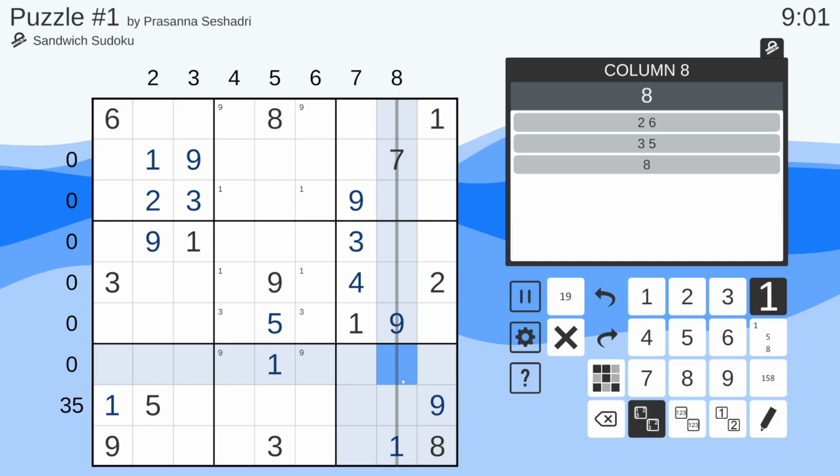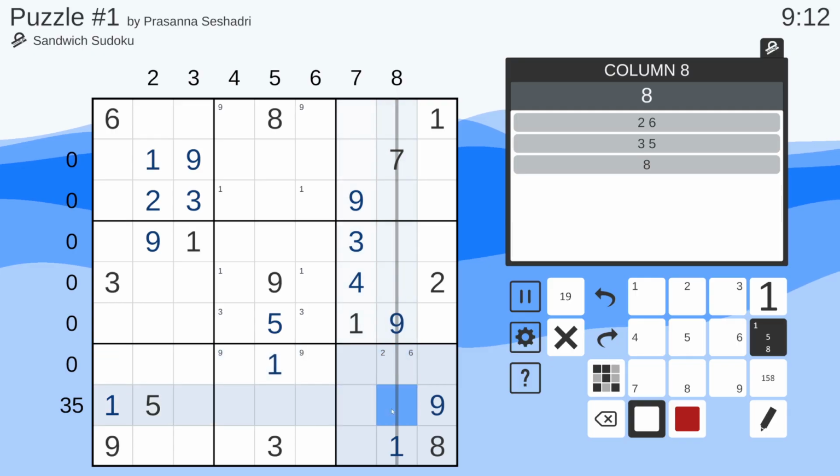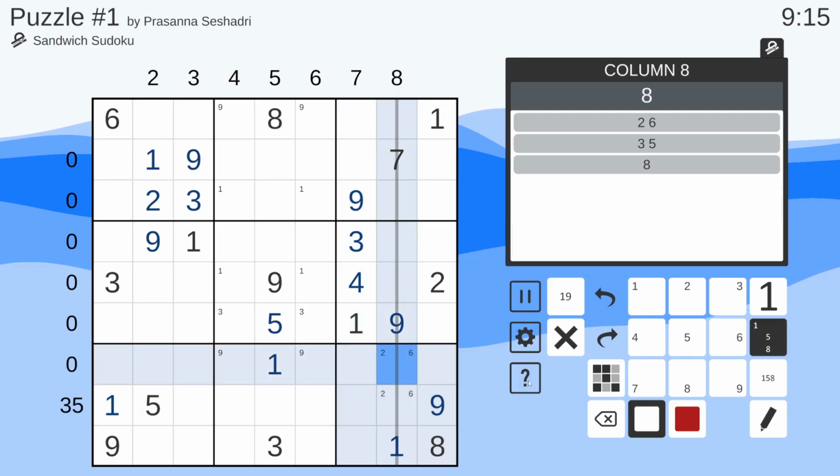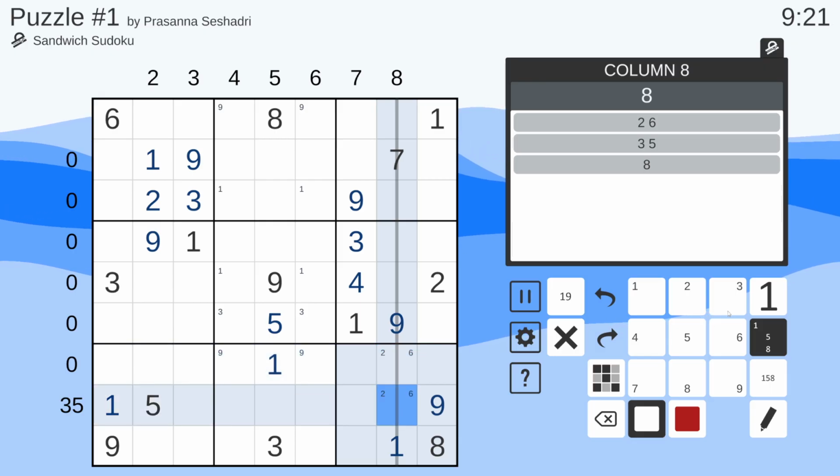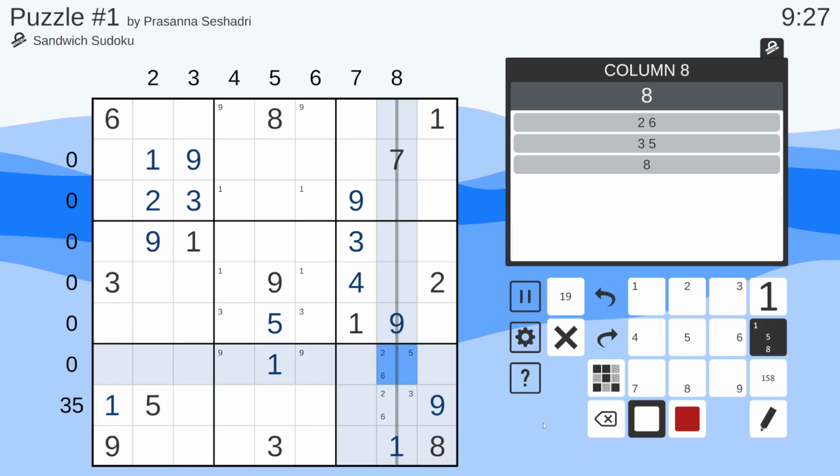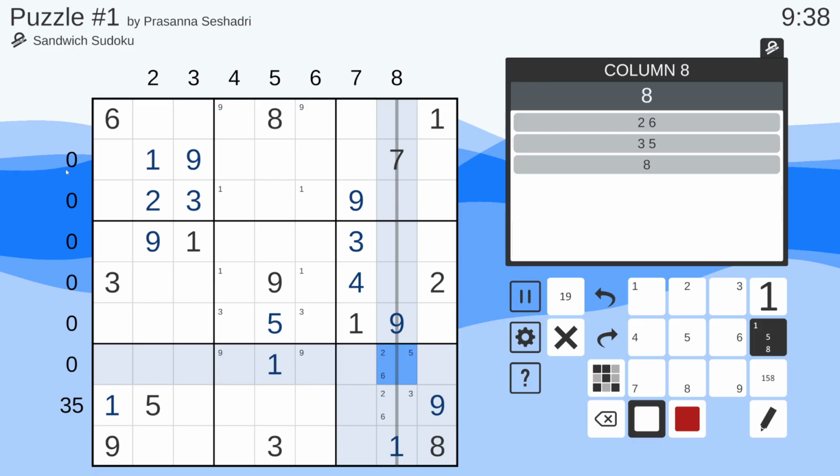And we can't use 1 and 7. We could use 2 and 6. That seems possible either way. 2, 6. What about 3, 5? We could use 3, 5, but it'd have to go in that order. Okay. Let's see. Have I used all my clues?